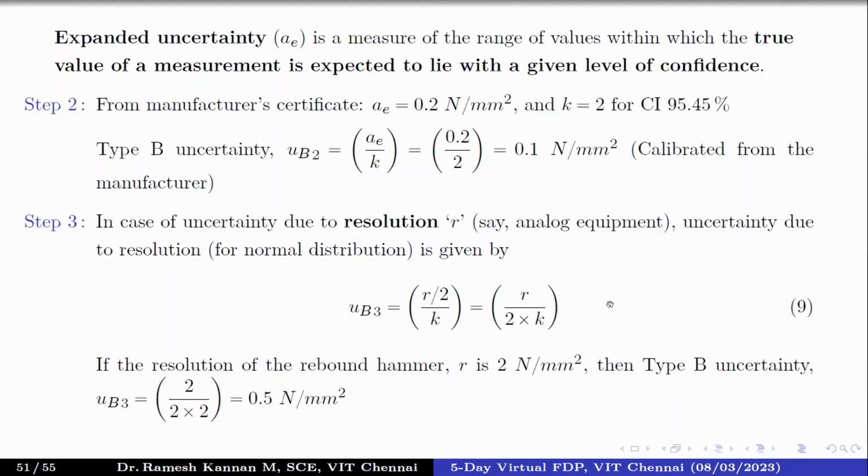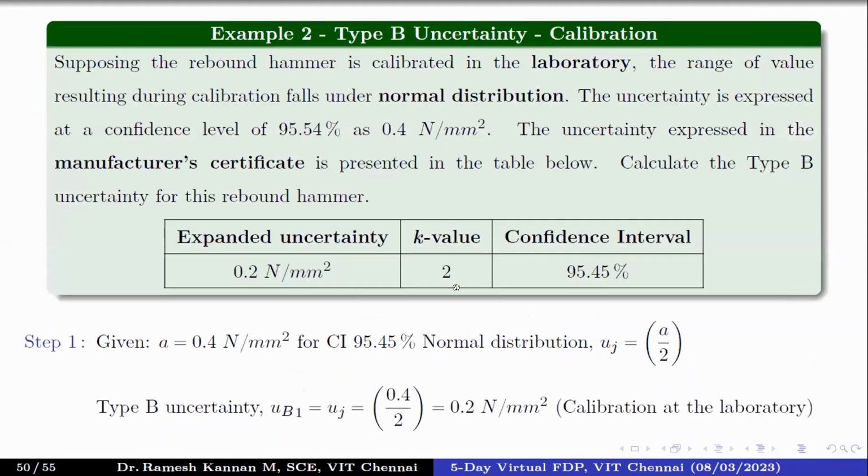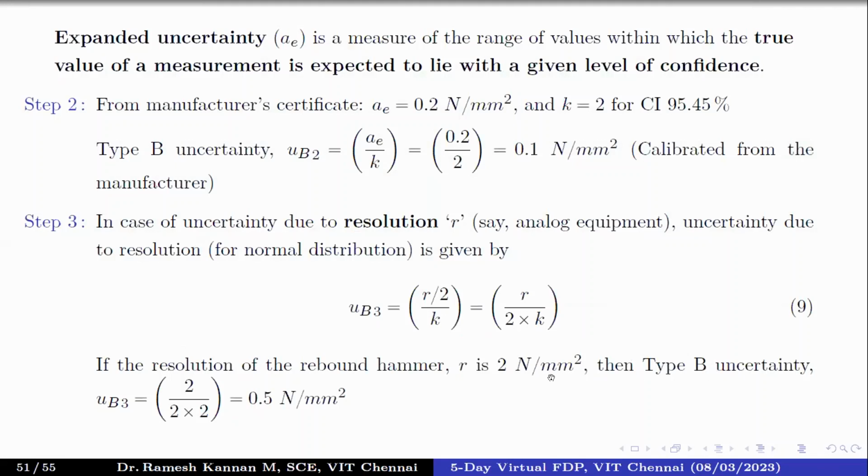If it is 38, it is not 38, it is 37.8. But I beg your pardon, it is not 38, it is 36. So 2 Newton per millimeter square, it's not 0.2, it's 2 Newton per millimeter square. The manufacturer themselves will say that for an analog, it can go plus or minus 2. So it can go to either side, which is why we take an average of it. 2 divided by 2 is 1, and divided by the K, we generally take it as 2. For this example, we have taken 2 because it's given in the manufacturer's information. And that's how type B uncertainty is 0.5.